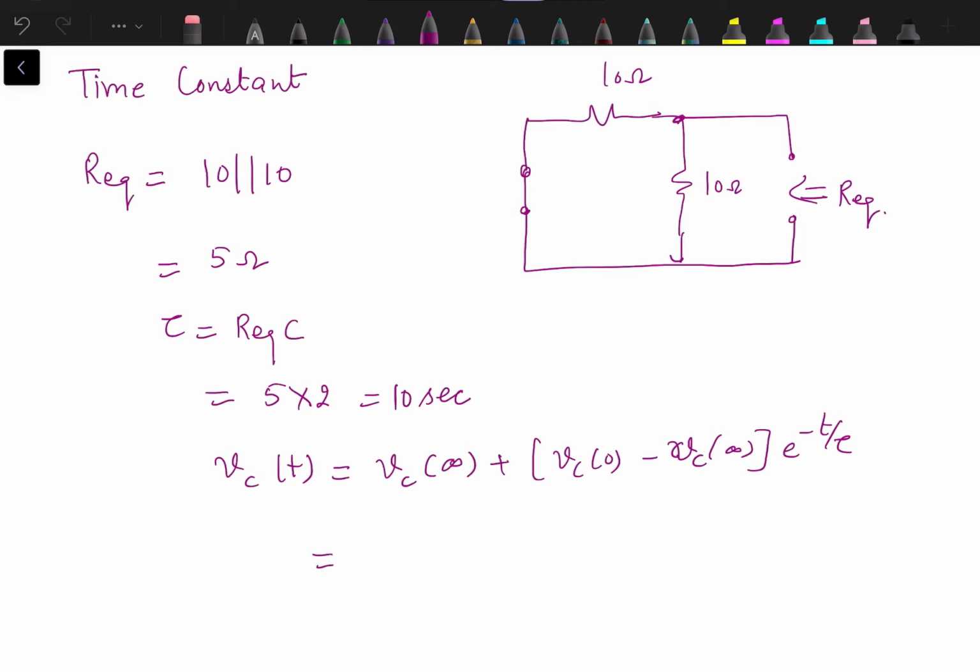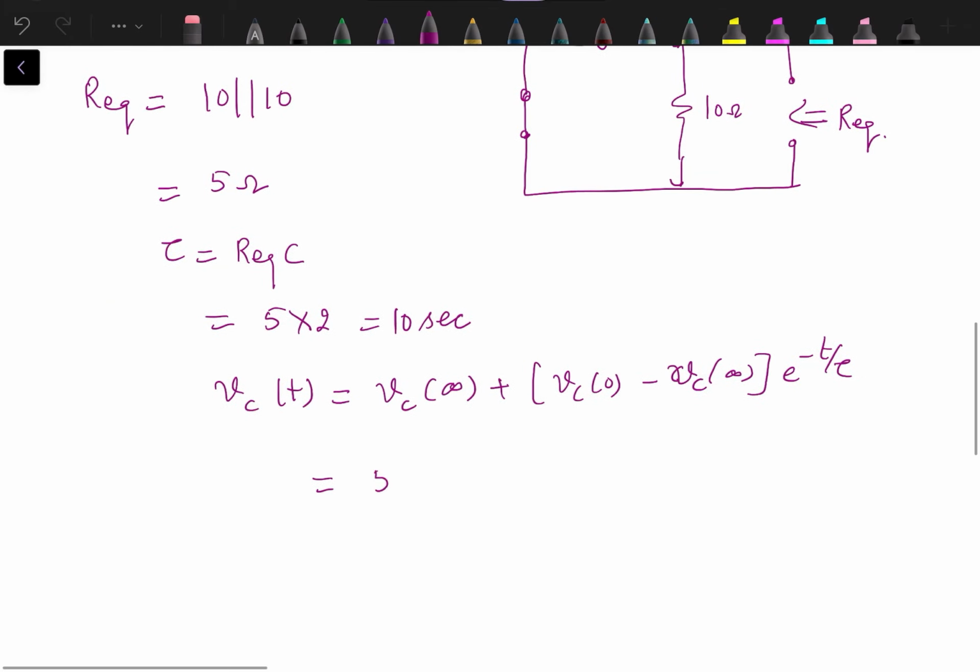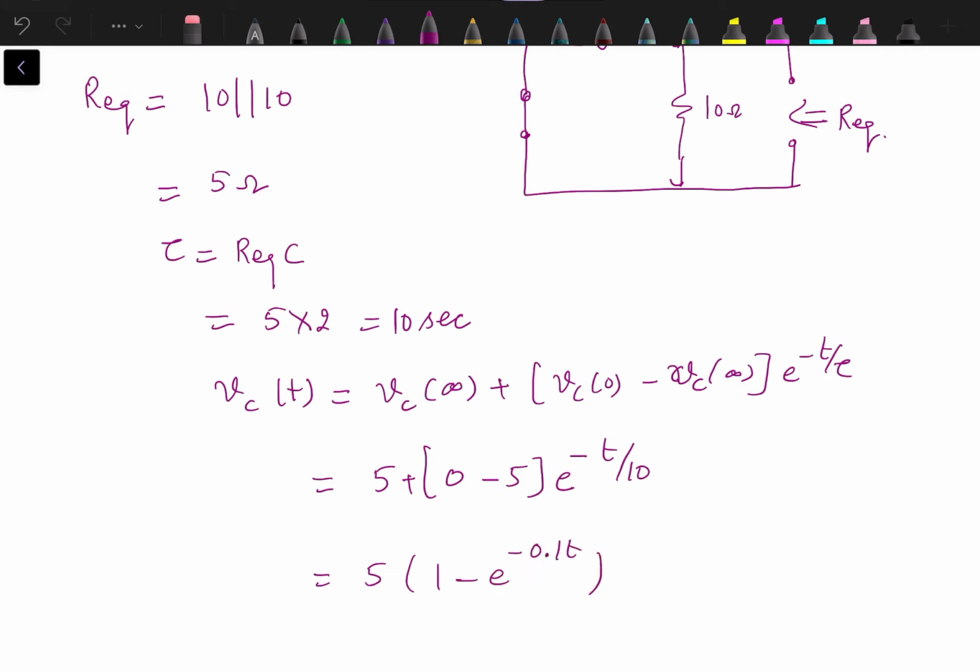Vc infinity is 5, Vc0 is 0, so Vc(t) is 5 minus 5 into e raised to power minus t by 10, or it's 5 into (1 minus e raised to power minus 0.1 t) volts. So this was a simple sort of problem where we had two resistances connected in series, and we had simple voltage division rule applied to calculate the voltage across the capacitor.